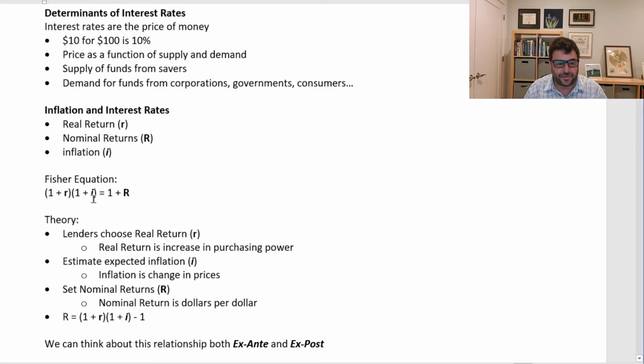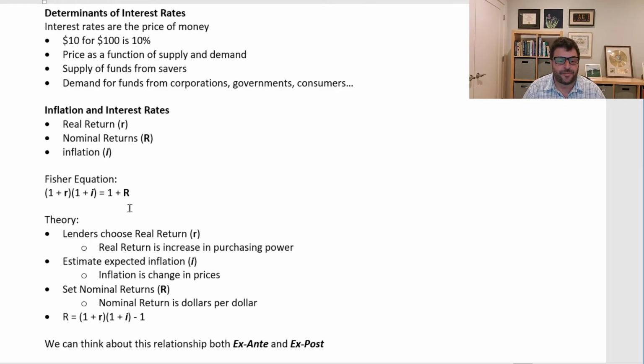And if I have positive inflation and a positive real return, then the nominal return must be larger. And often we'll see that these things are sort of estimated by adding them together. If I take the real return plus inflation, I get something that's pretty close to the nominal. We will do the actual equation as opposed to the estimate, but you'll see this.